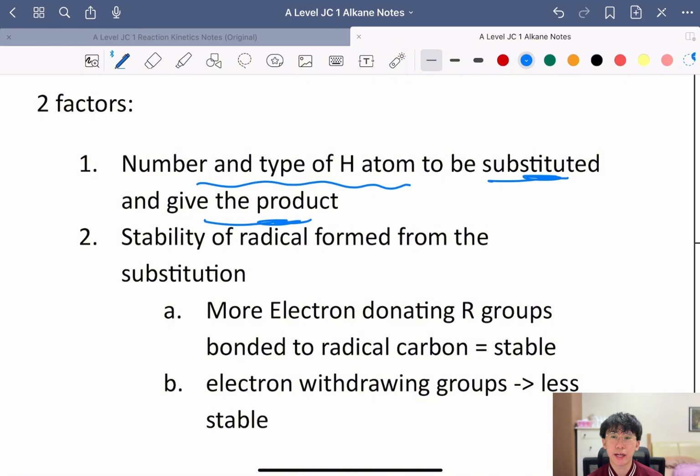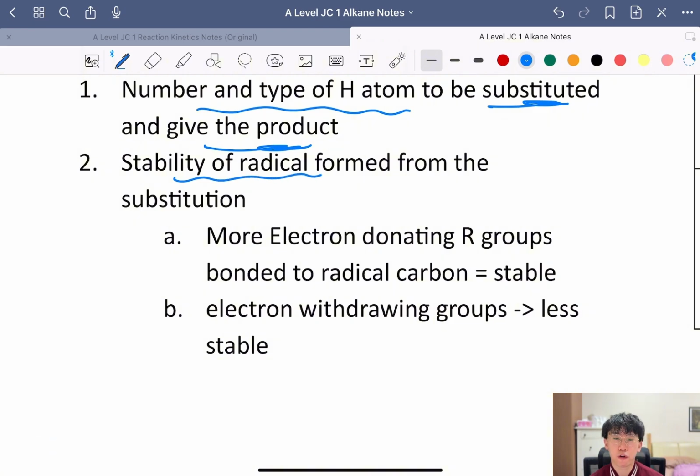There are multiple H atoms that are similar, because when you substitute those hydrogen atoms, you can get the same product as well. And also the stability of the radical formed from the substitution, which is a key point to take note. Looking at the potential radical that is formed, some radicals are more stable than others. If a radical is more stable, it will be more preferentially formed from your reaction, and because of that, the reaction pathway is going to favor that path and form that radical instead.